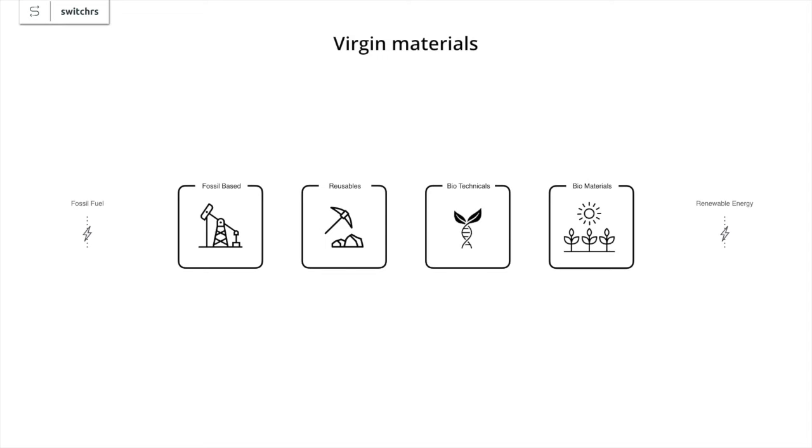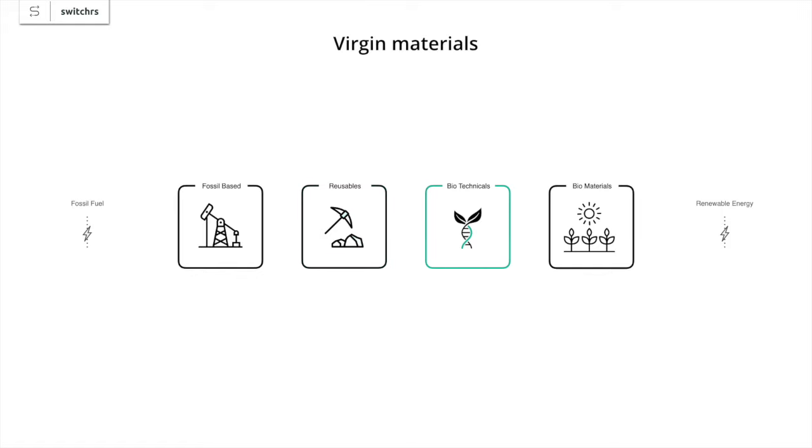In the virgin materials block, you'll find both the energy and the materials that you used. So the central question here is about the origin of your materials. Are you using renewable or non-renewable energy? Is your product made out of fossil-based materials like oil-based plastics, or reusable non-renewable materials like iron or marble or ore?